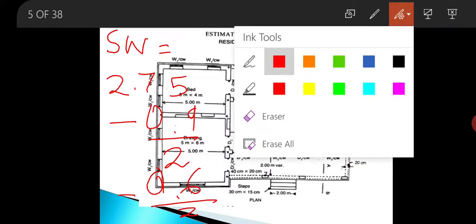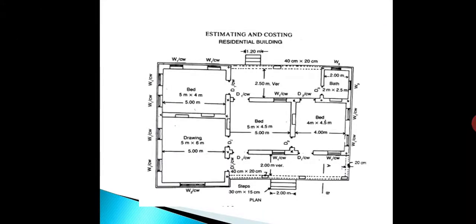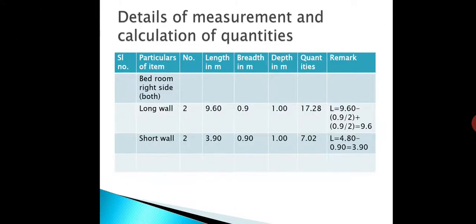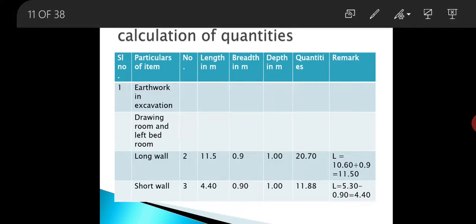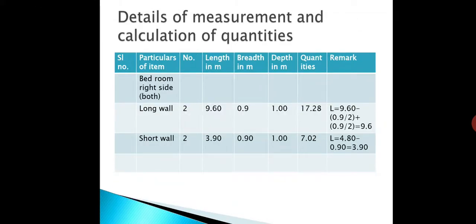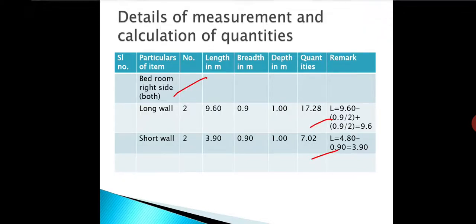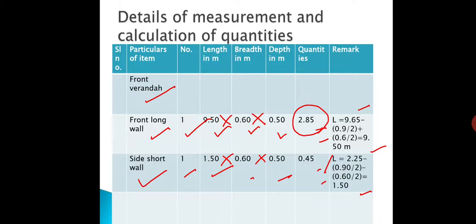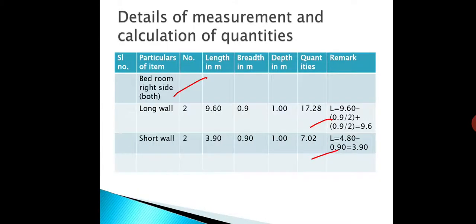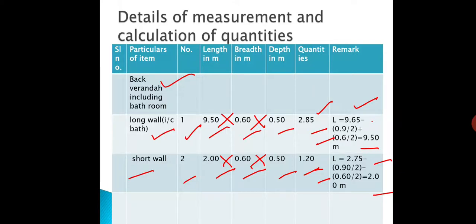Okay, now we will add all the quantities. First this one for drawing room and left bedroom, the long wall, short wall. Then for the second part, both bedrooms, long wall, short wall. Then third part, front veranda, long wall, short wall. And then the back veranda, long wall and short wall. So by adding all the quantities we will get the final quantity of the earthwork in excavation.